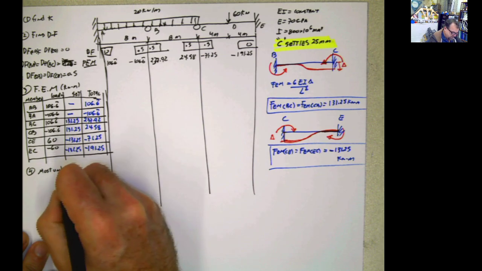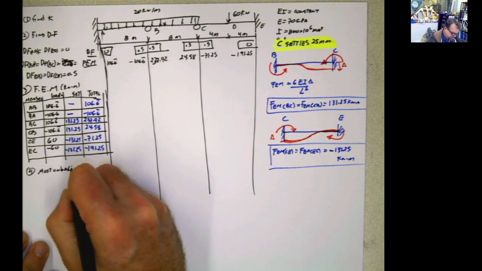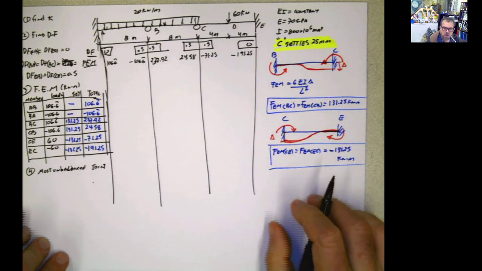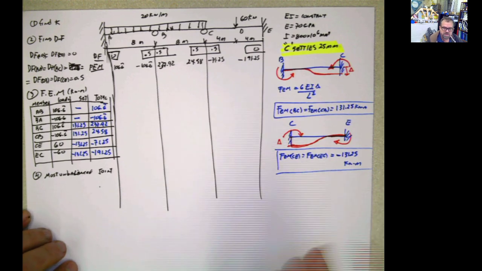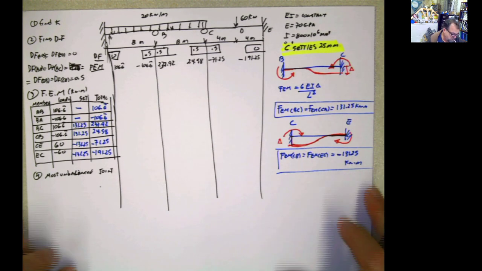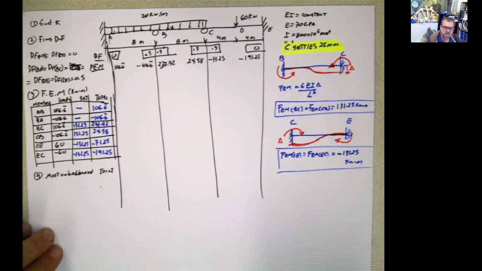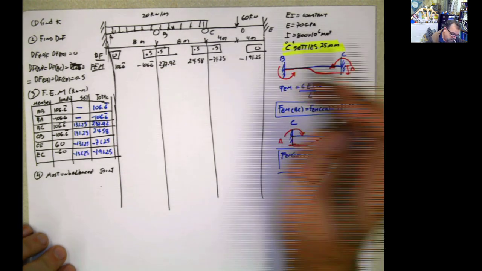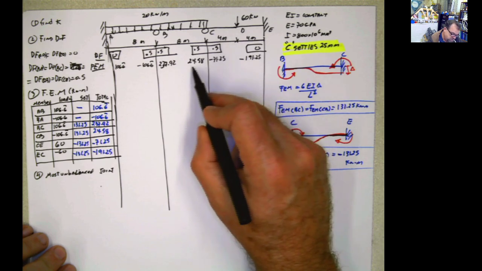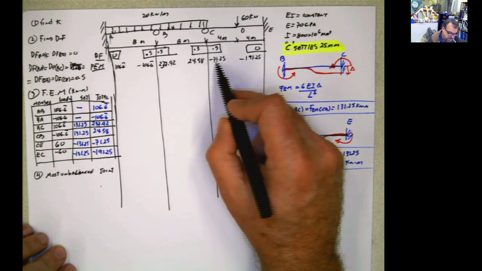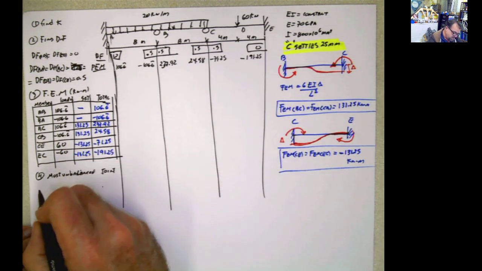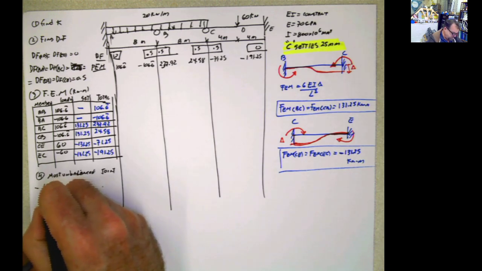Most unbalanced joint that is not locked, okay? So if it's a fixed support, you know, those fixed supports are like some of your friends. They absorb everything that you give them, but they don't give anything back to you. So it's like that. Now we have to look for the most unbalanced joint. This is like 46-ish, something like that, of difference, negative. And this one here is 100 and something. So the most unbalanced joint for starting this is B.